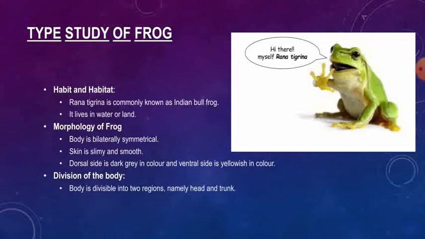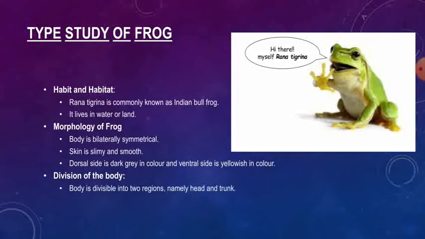So let us come to the morphology of a frog. The body is bilaterally symmetrical. The skin is slimy and smooth. As I said, there is a presence of skin glands. So the skin is slimy, soft and smooth. The dorsal side is dark grey in color and the ventral side is yellowish in color.